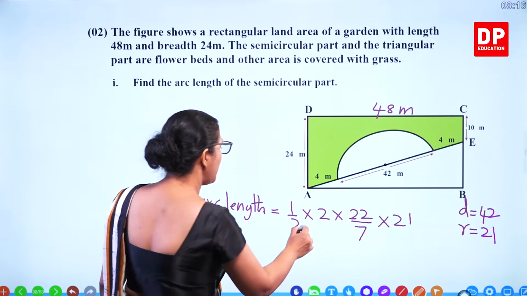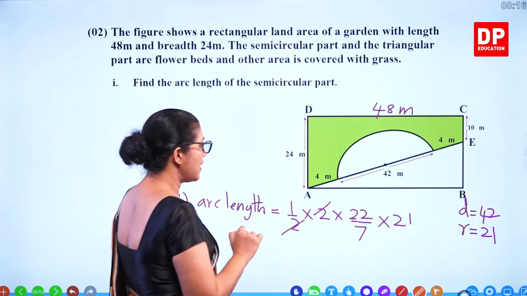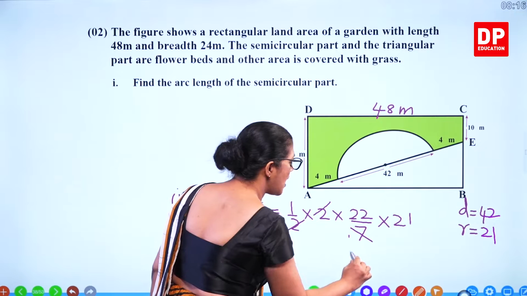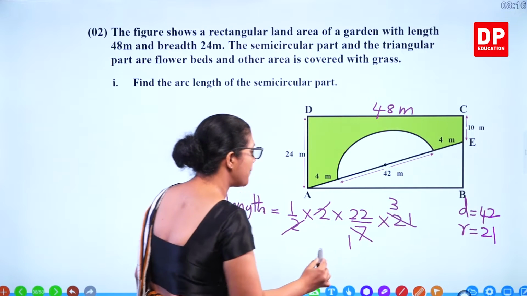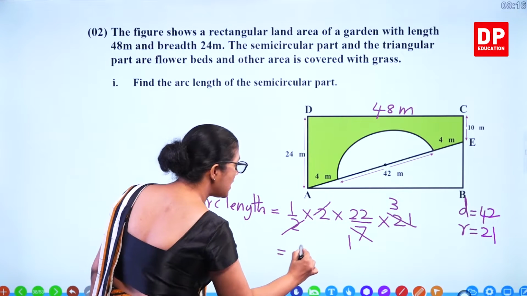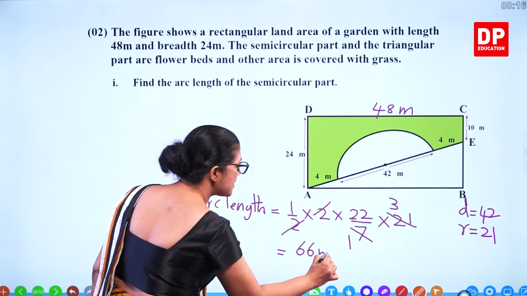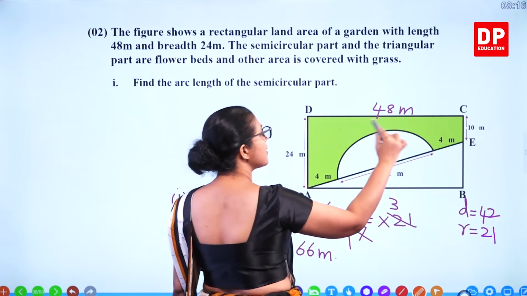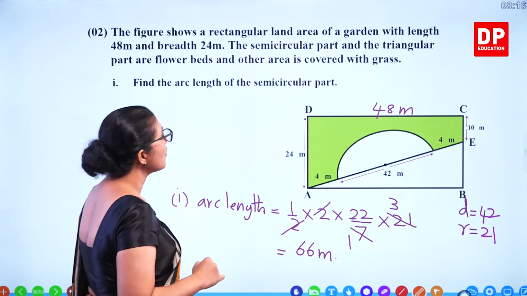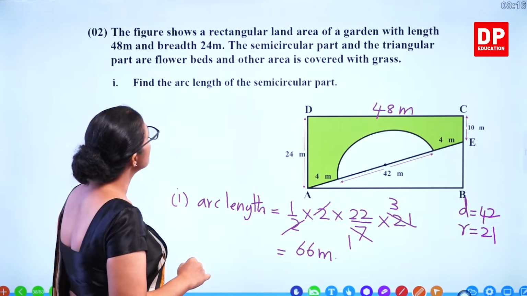Now simplify. This 2 gets cancelled out with this 2. 7 times 1 and 7 times 3. 22 times 3, 66 meters is the arc length. So you get 2 marks for that.